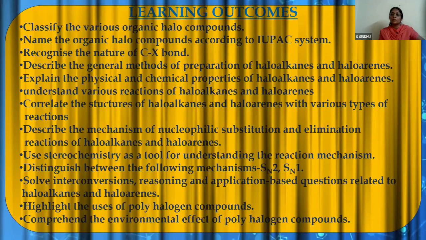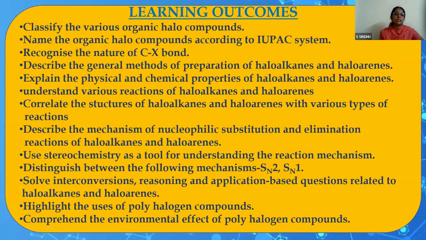This is what was the basic learning outcomes from this chapter. Classifying the various organic halo compounds, we had just briefly discussed that day. Then naming the organic halo compounds, trivial names as well as IUPAC names. Then the nature of the C-X polar bond, we'll be able to understand that. Then the general methods of preparation of both haloalkanes and haloarenes. He'll be able to explain the physical and chemical properties of haloalkanes and haloarenes.